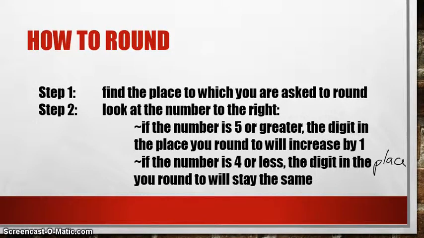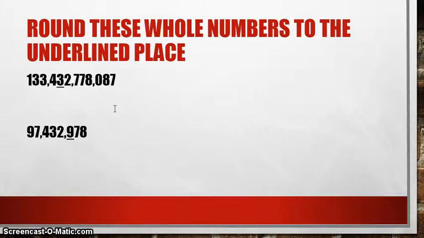Okay, so let's see exactly how this works. So we're going to round these whole numbers to the underlined place. I'm going to do the first one, and then you're going to try the second one on your own. So this first one, this is the underlined place that you were asked to round to. You have to look to the right of it. So the number to the right is a 2. 2 is less than 4, so it's 4 or less, okay? Which means that this 3 will stay the same, okay? So number to the right is 4 or less, so 3 will stay the same.